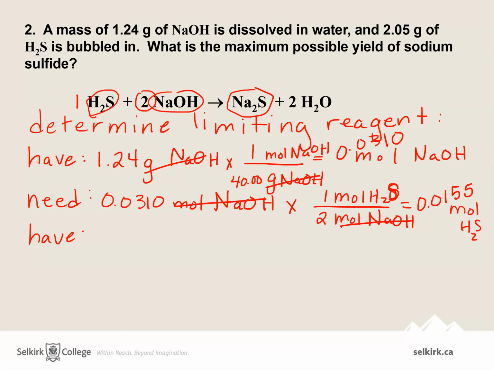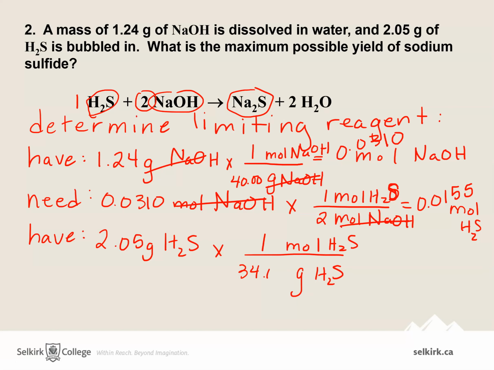How much hydrogen sulfide gas do we have? Well, 2.05 grams. We want to get rid of grams and get moles. And H2S, units tell you what number to go to get molar mass of 1 mole. And I already calculated that. That's 34.09 grams.